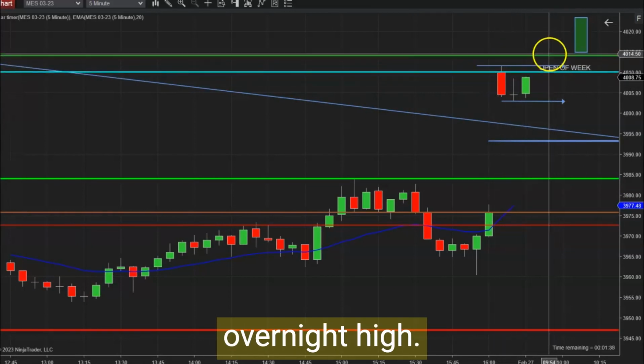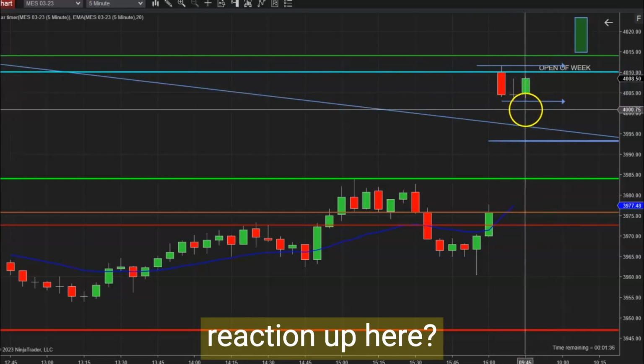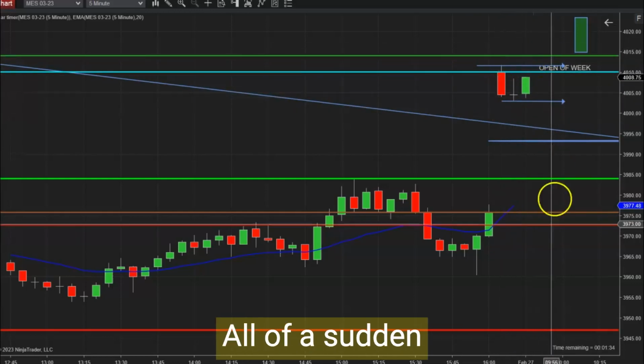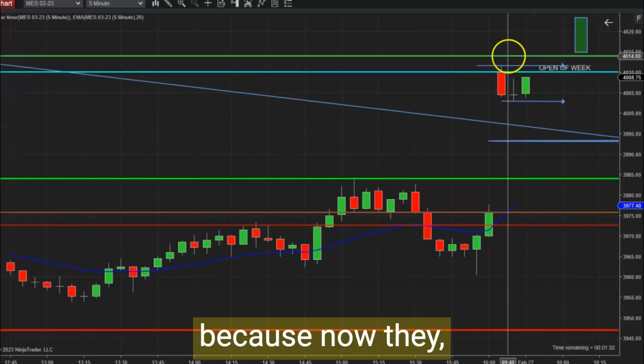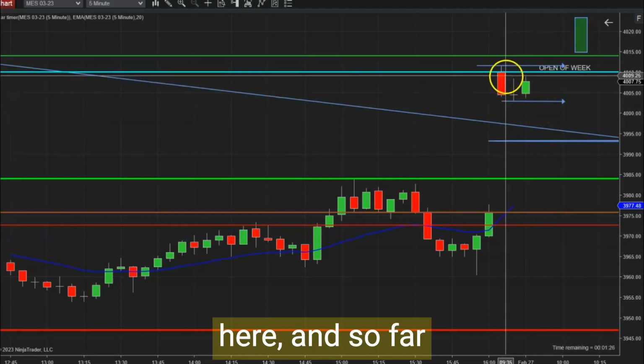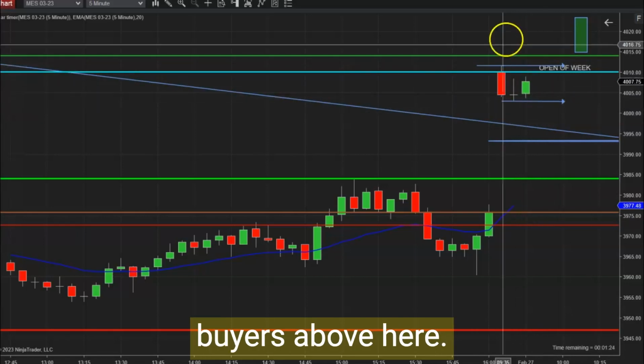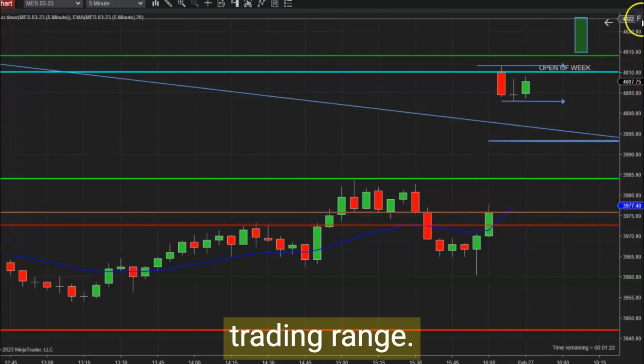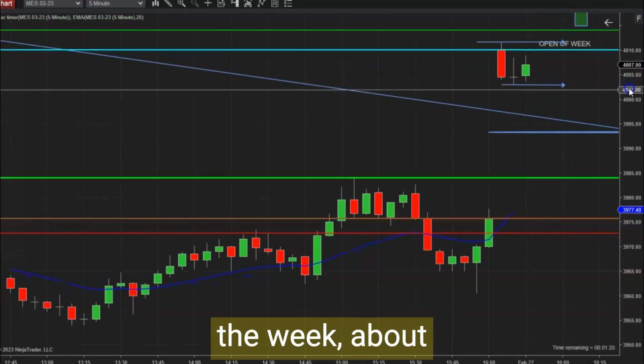We have the overnight high. What is going to be the reaction up here? What if they put in a big green candle? All of a sudden, now that could change things, because now so far they didn't find sellers below here, and so far we haven't found buyers above here. So right now we're in this trading range open of the week.